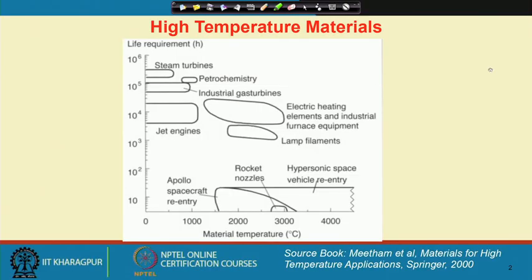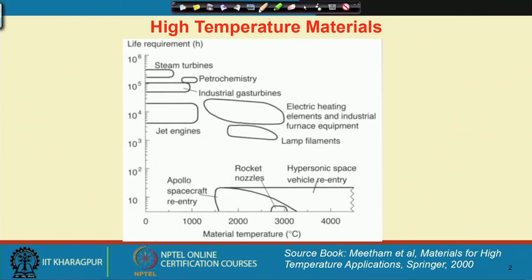And today we would like to see what are the alloys or materials specifically used as high temperature materials. And we would like to classify those materials from the very beginning days where people tried to explore materials to be used at higher or elevated temperature. Now, let us have a look at this diagram.